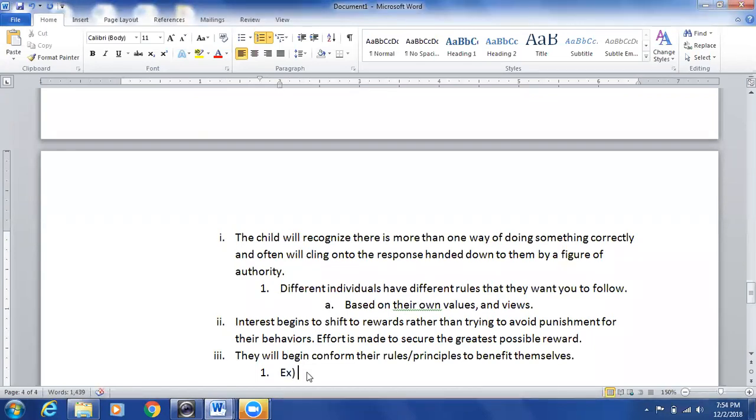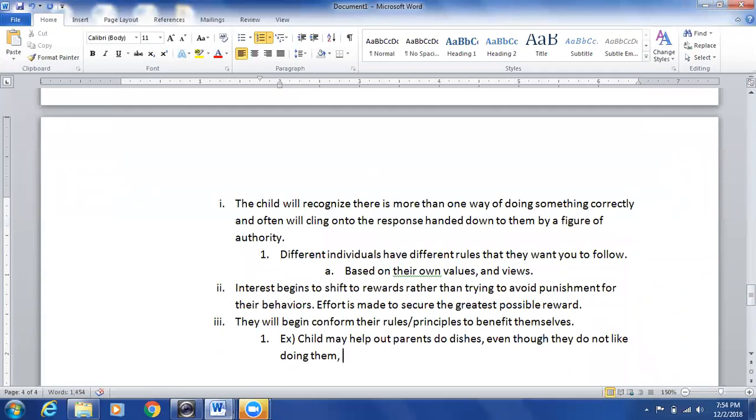So an example of this would be a child who may help their parents do the dishes, even though they do not like doing them, to have their friend stay the night. So they may not like doing the dishes, but they like the reward that they can get from doing them.